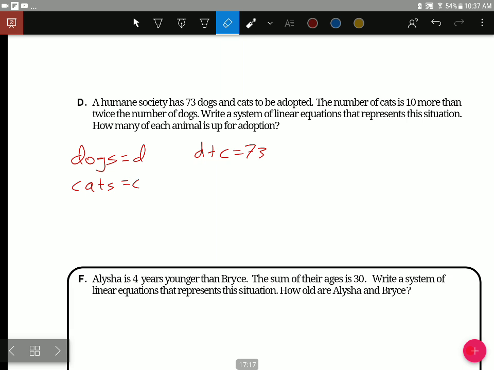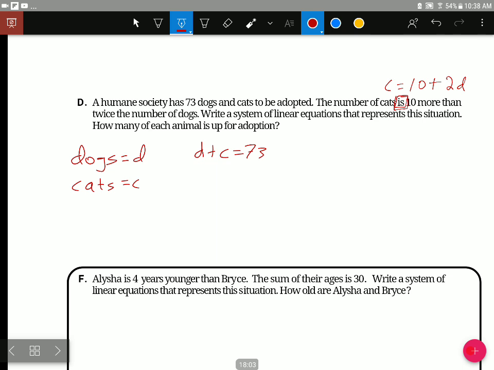We're comparing. All right. The nice thing about this one is they use the word is. Because of that, we can read this right off. The number of cats, well, we use C for cats. Is equals. 10 more. If you were to do 10 more, what are you doing? 10 plus, 10 minus, 10 times, 10 divided? 10 plus. 10 more than twice the number of dogs. Well, is that 2 plus dogs, 2 minus dogs, 2 times dogs, 2 divided by dogs? 2 times dogs, so just 2D.